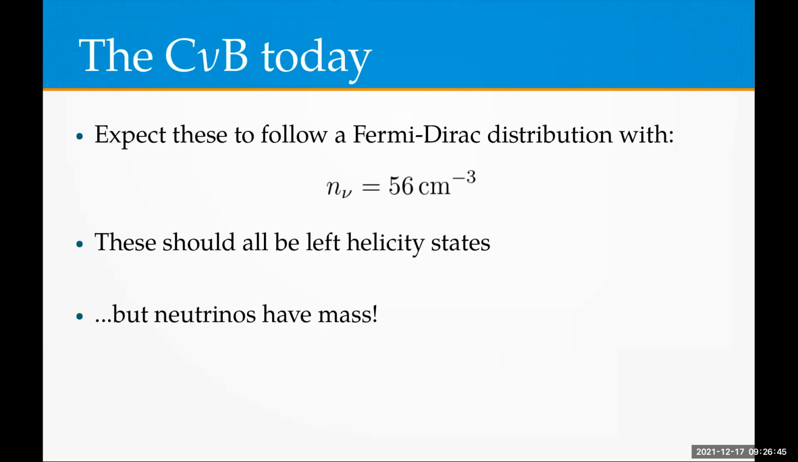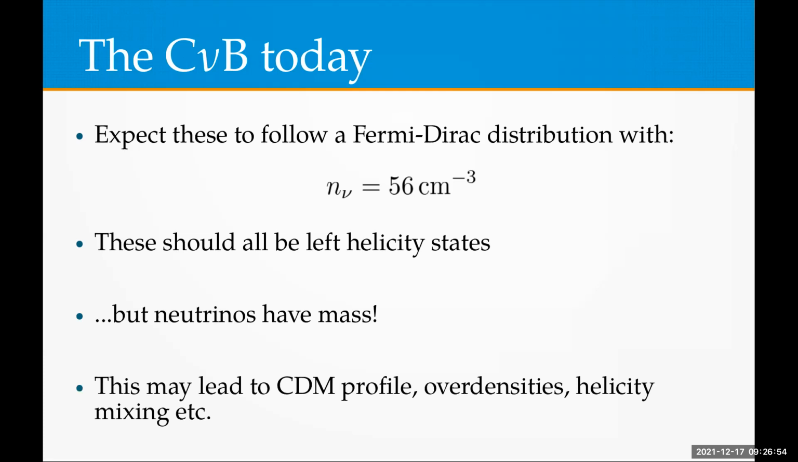But the way in which the cosmic neutrino background fundamentally differs from the CMB is that neutrinos have mass, which means that they may cluster. So you may end up with something that looks like a cold dark matter profile. You may end up with overdensities. So this is where you have a number density that's slightly larger than this number density, 56 per cubic centimeter.